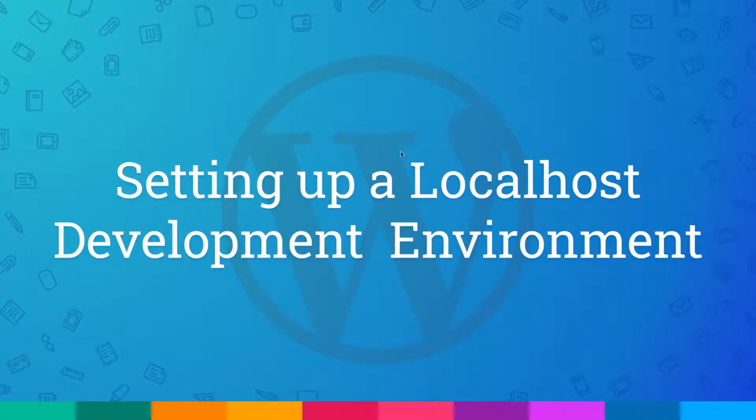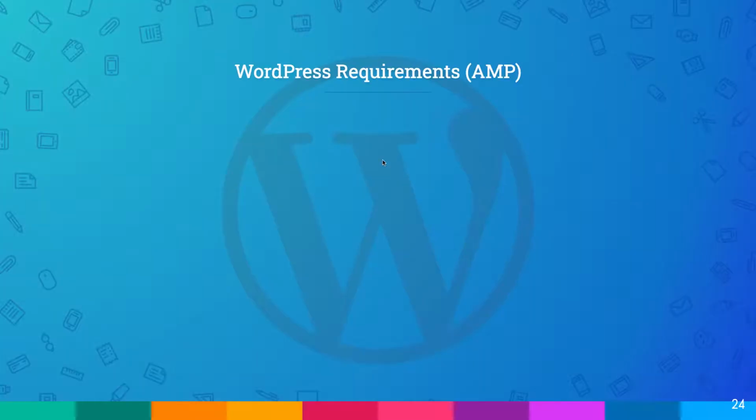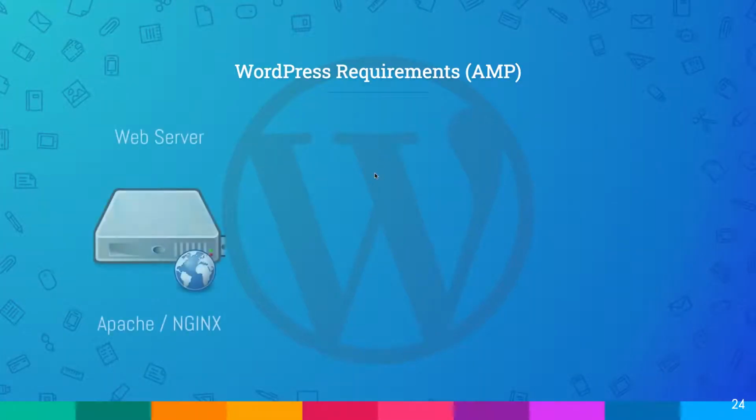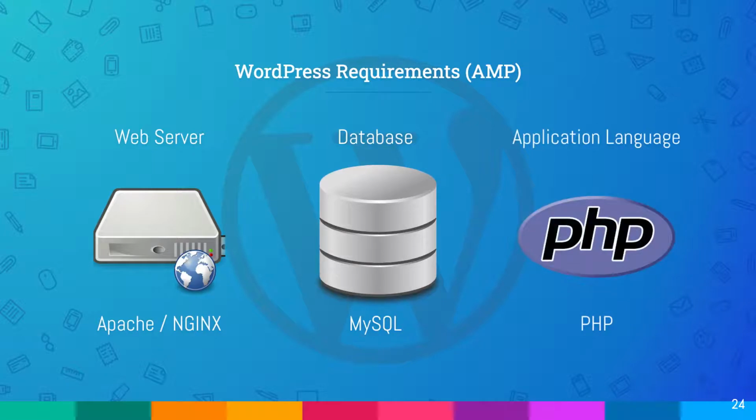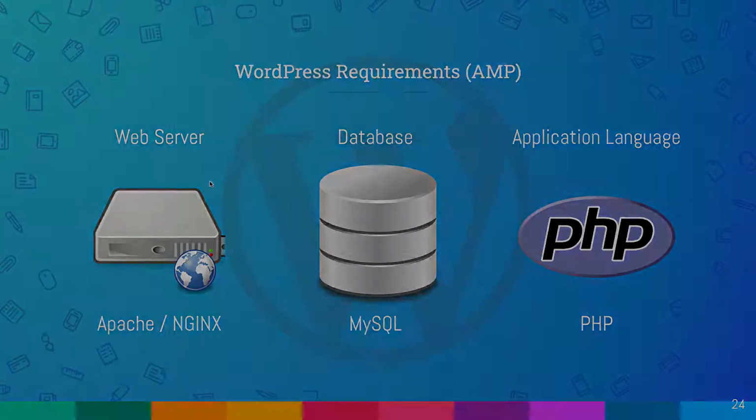The first thing we need to prepare is our localhost development environment. At a bare minimum, to run WordPress on your computer, you're going to need a web server like Apache or Nginx, a database like MySQL, and the PHP programming language, which is what WordPress is built with. This combination of tools is often referred to as AMP, and there are many programs available that will allow you to install all of them on your computer at once.